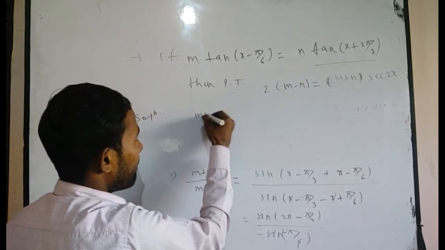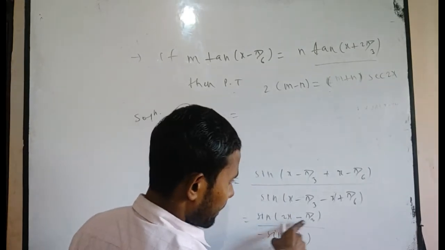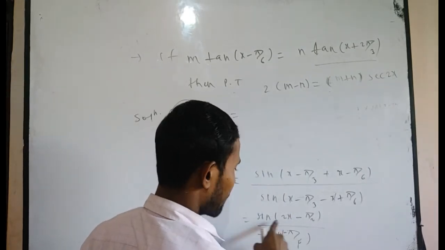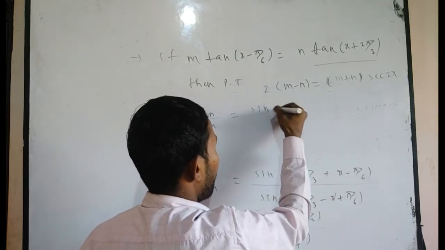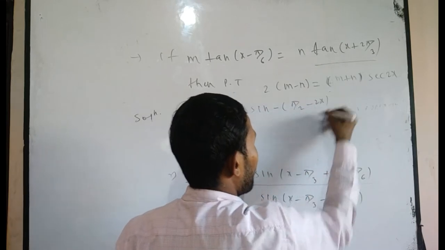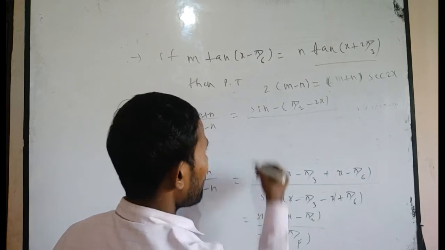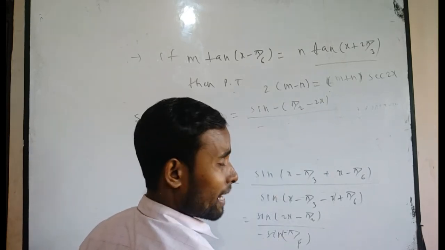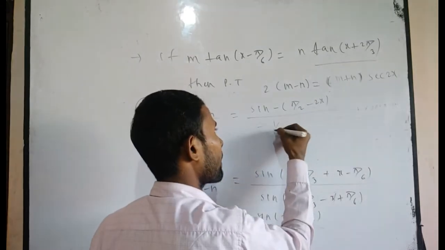Then you get m plus n divided by m minus n is equal to, if you take common minus from this expression, sin of minus theta, that is sin of minus pi by 2 minus 2x, divided by, here it will be sin of minus pi by 6, and if you take common, sin of minus theta is equal to minus sin theta, so you can write minus sin pi by 6, and sin pi by 6 is equal to what? 1 by 2.